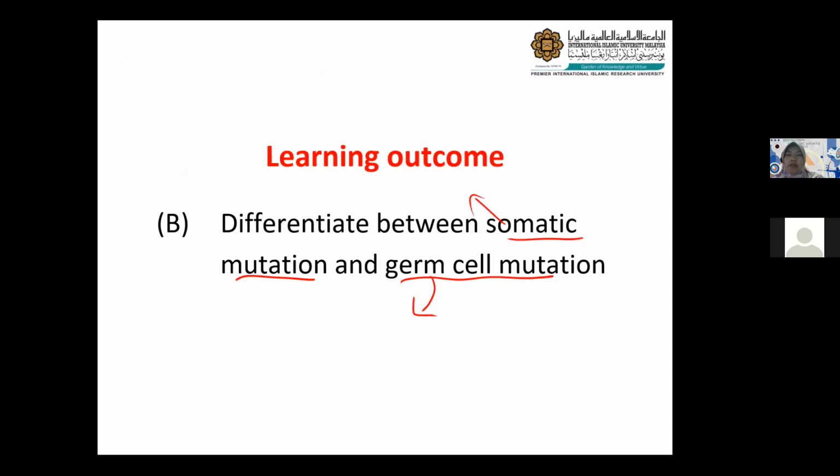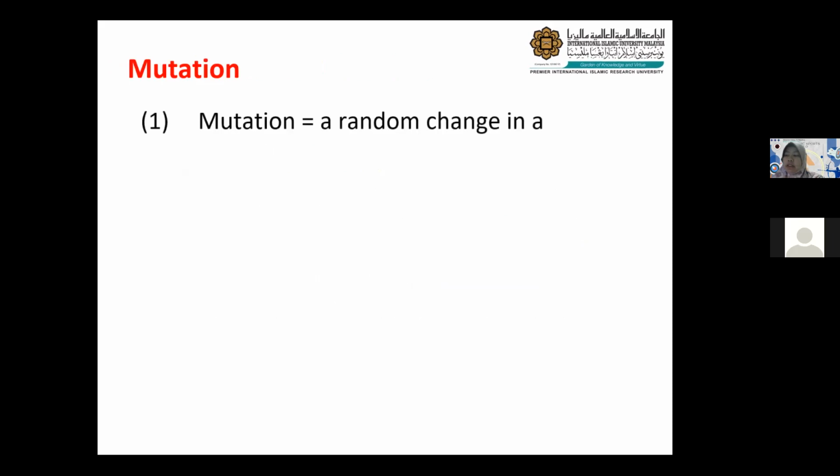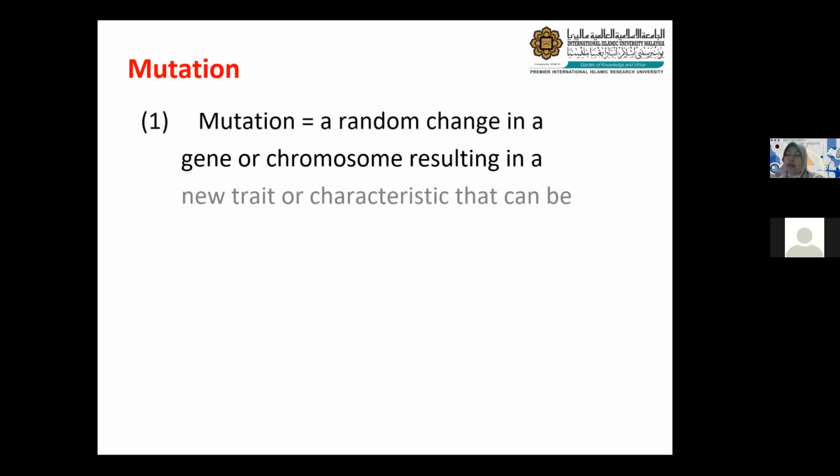Okay. So we are going first to differentiate the somatic mutation and germ cell mutation. Okay. What is mutation? Mutation is a random change in a gene or in a chromosome which results in new traits. So do you see?